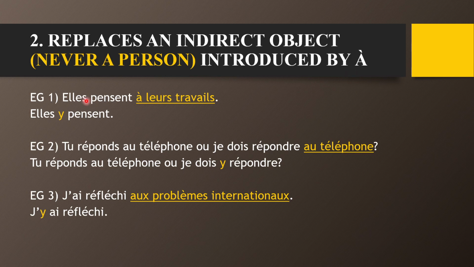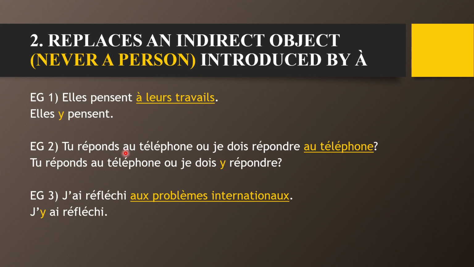Okay, so Elle pense à leur travail. She thinks about her work. So à followed by an indirect object gets replaced with Y. So Elle y pense. She thinks about it. Okay, so can you see here now how the meaning of Y has changed? Previously we were saying Y means there. Now the meaning has changed. It has become of it or about it.